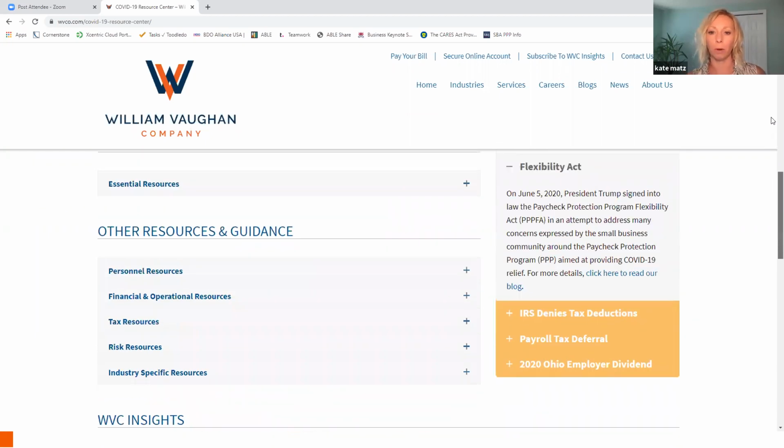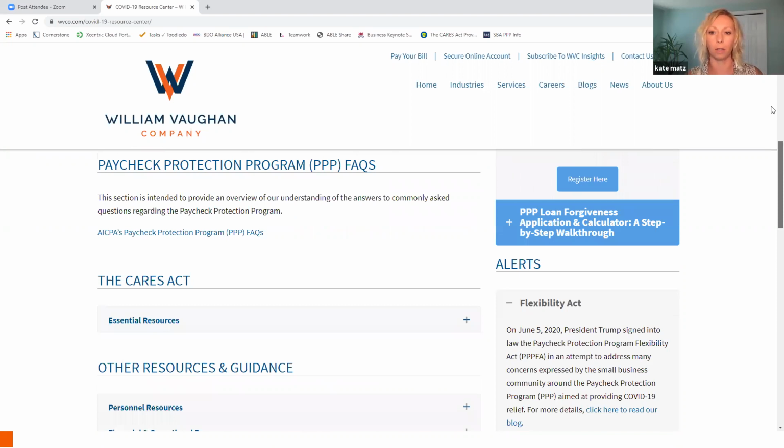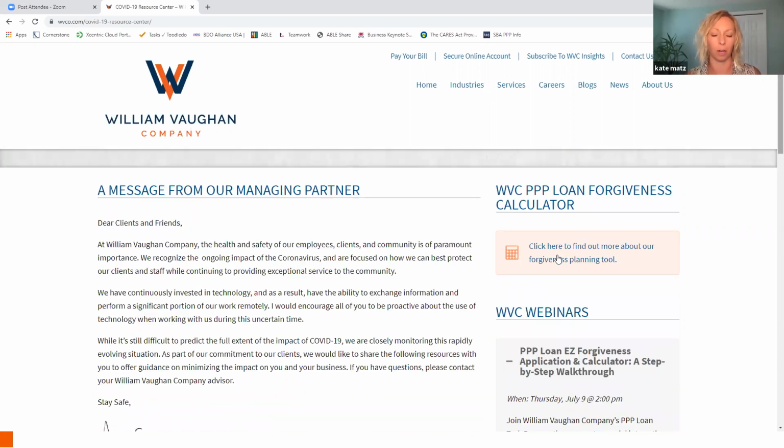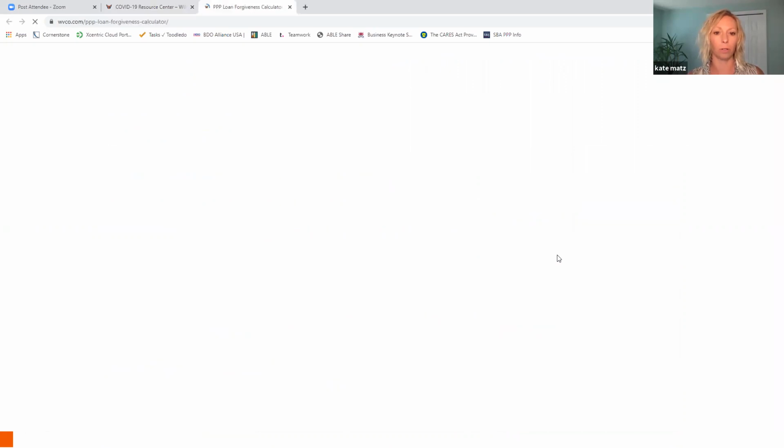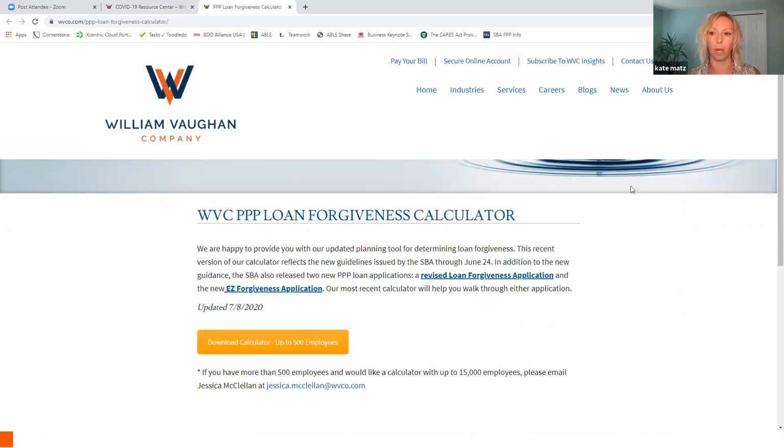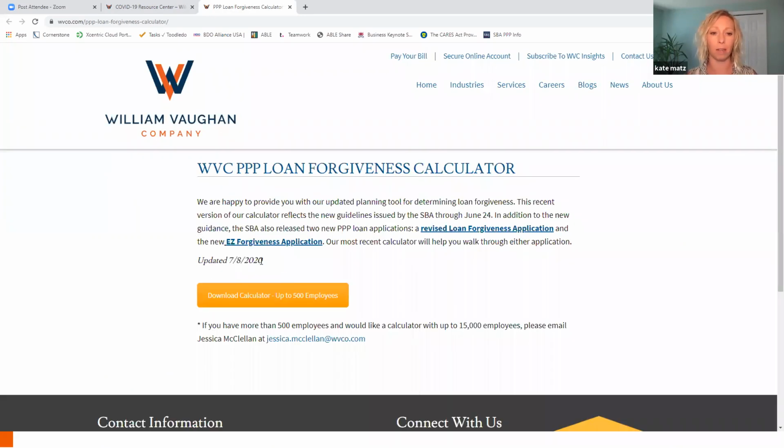But what we're talking about here today is this loan forgiveness calculator on the right-hand side. So click there, that will bring you to our forgiveness calculator page. And from here, you'll be able to see the most recent date that it's been updated. We do update this regularly, so anybody that's been following along with the guidance or listening in on our webinars knows that guidance changes pretty rapidly here.